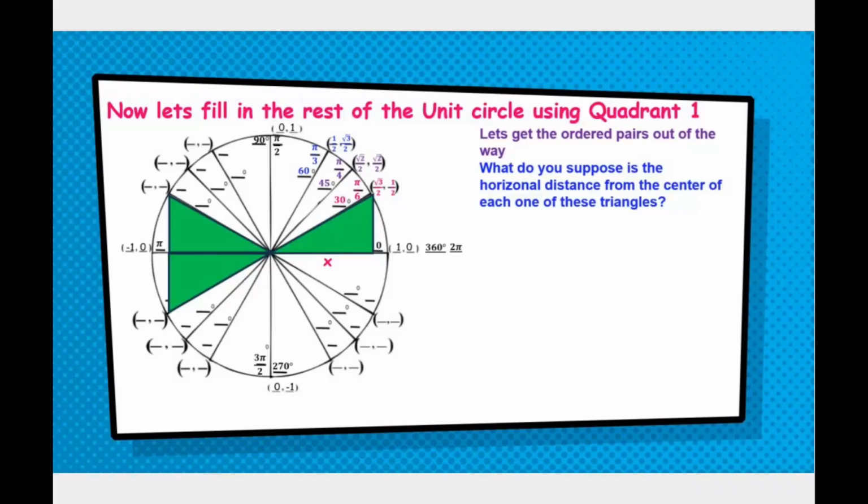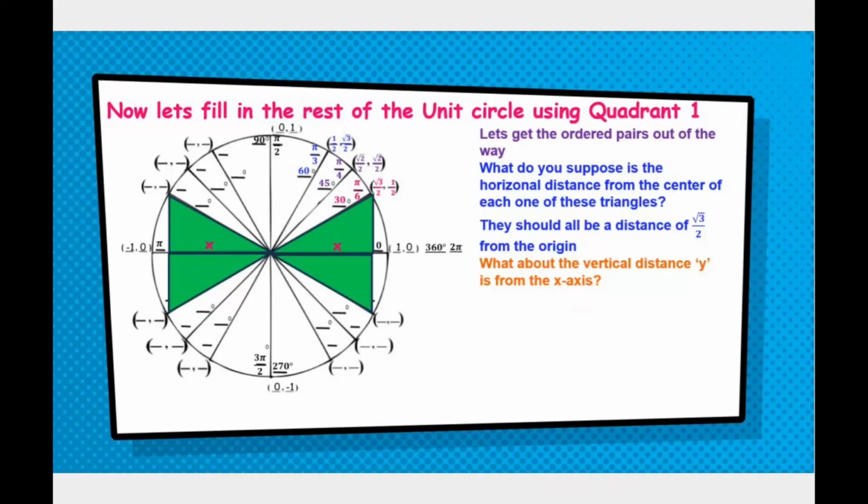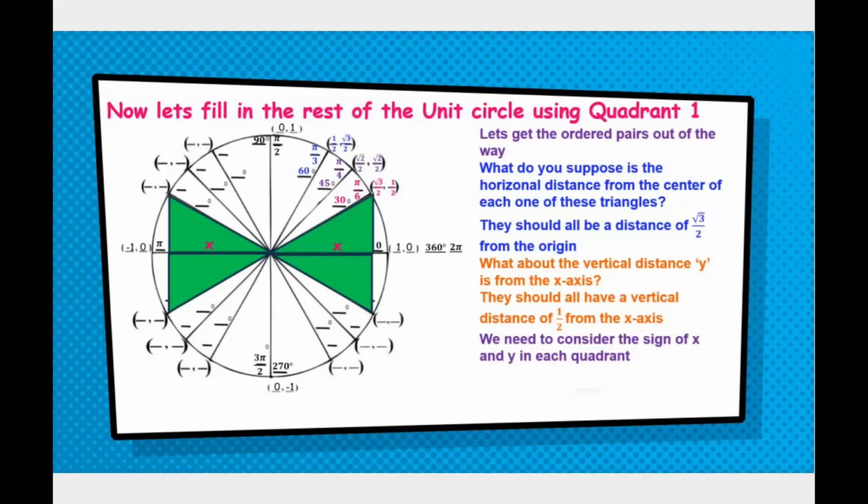Same thing in quadrant 3. That's the same x value difference. And same thing in quadrant 4. So all of these should have a distance of square root of 3 over 2, but we just need to think about what is x positive or negative in that specific quadrant. Same thing with the y value. That's gone up 1/2 everywhere around those. We can apply this concept everywhere.